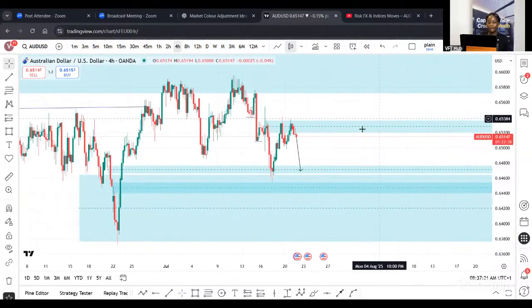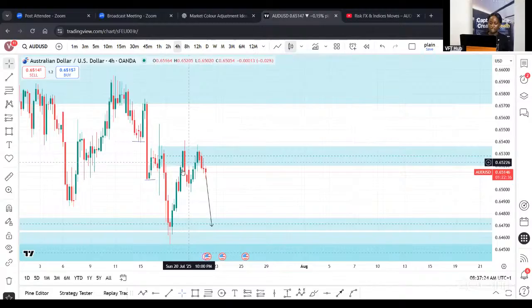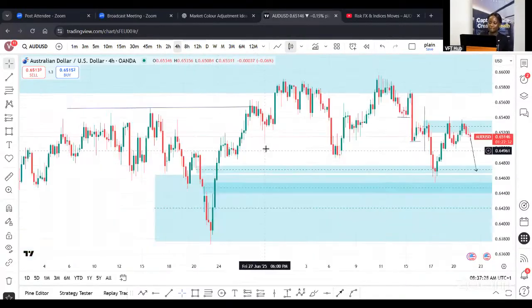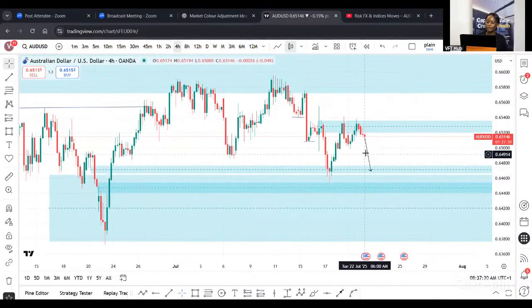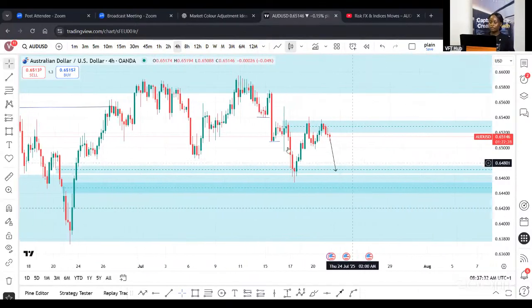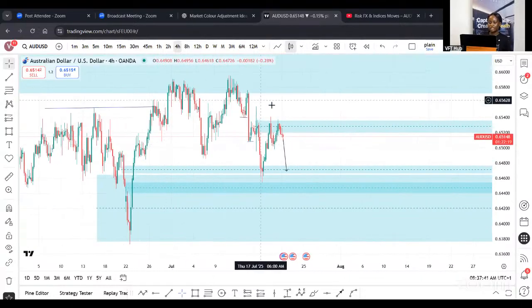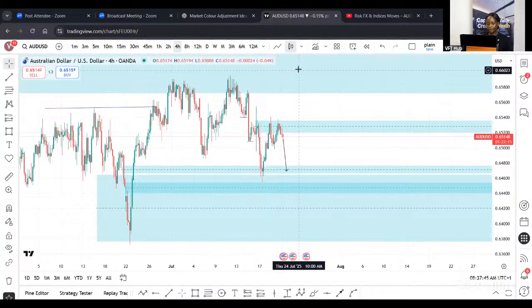But for now, my bias on AUD USD is a sell. My daily bread perspective is to the downside, but I'm watching to see how this plays out. If price comes and takes me out, because my stop loss is quite tight, if price takes me out from this zone, then my next point of interest is going to be here to attempt another sell. And if both of them get violated, then that would be a sign that we're seeing a shift.